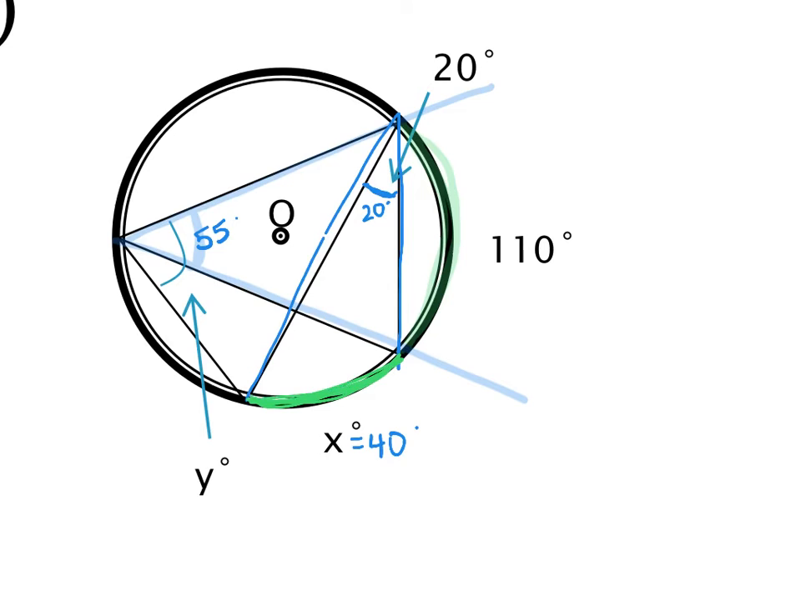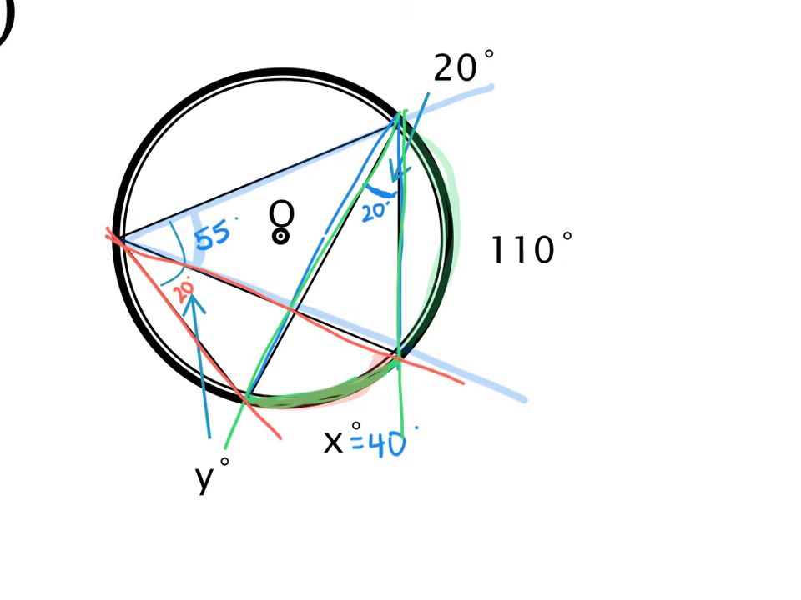What angle? This one, right? We just said that's 40, and this one, so this in here is 20. Does that make sense? They both intersect the same arc. Can't you get y if you do the y rule?